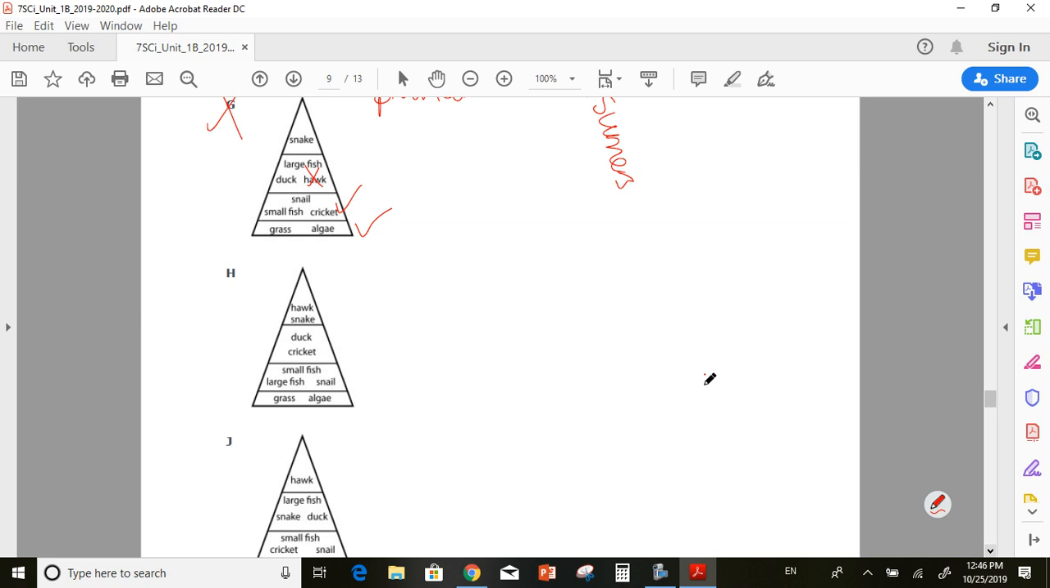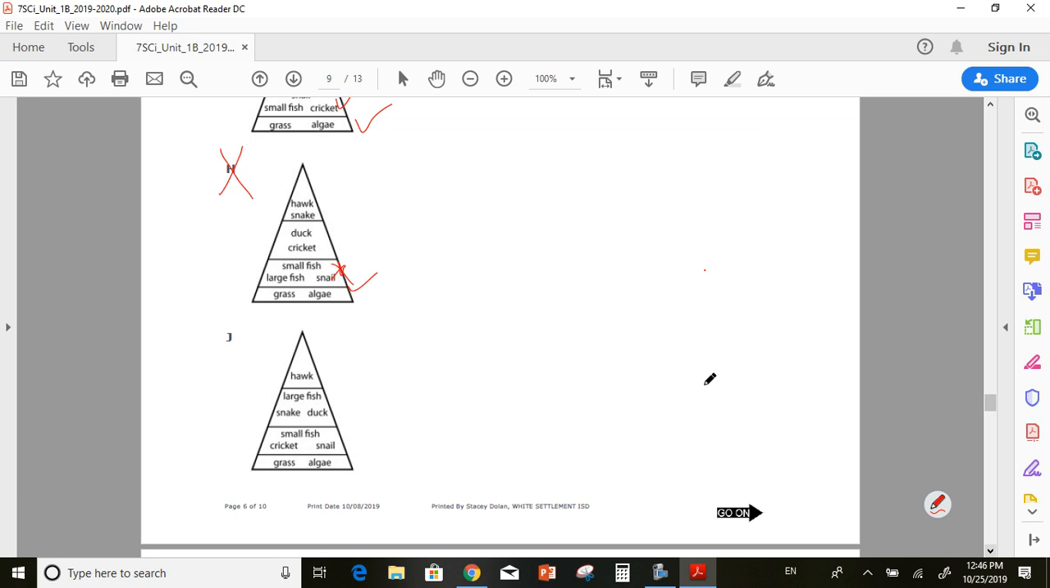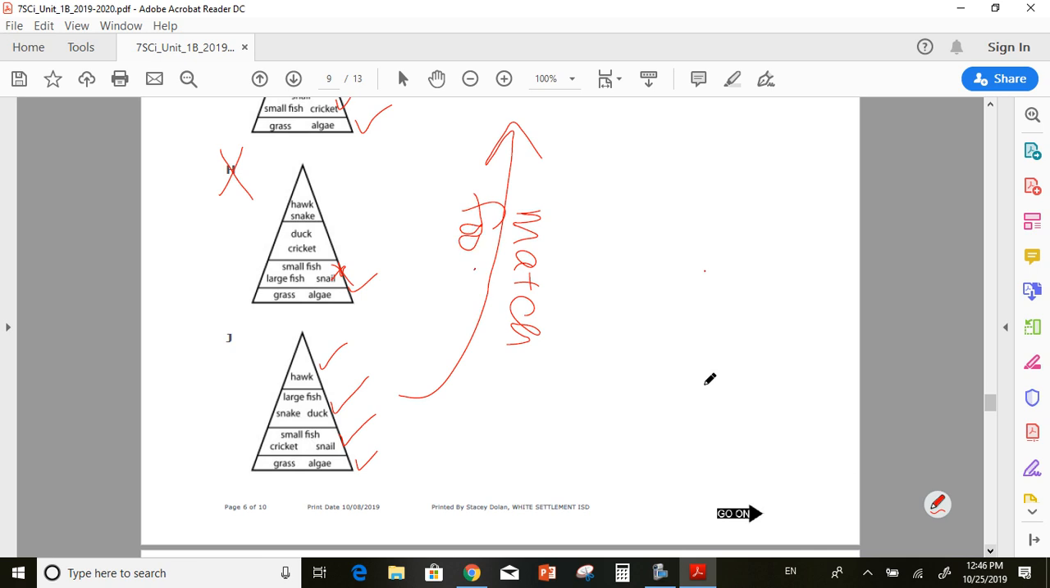H. Grass, algae, small fish, large fish, snail. This is incorrect. So H is not our answer. And J. The hawk is at the top, the grass and the algae are at the bottom, the small fish, the cricket, and the snail are in the right place, the large fish, the snake, and the duck are at the right place. They match with the food web. So J is your answer choice.